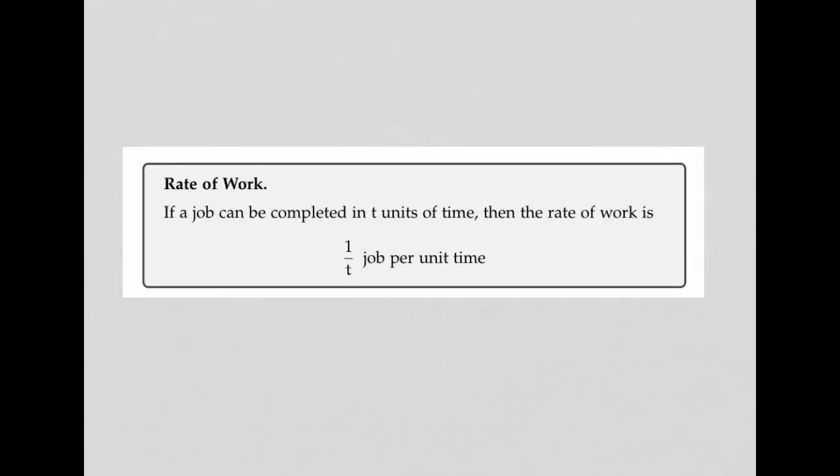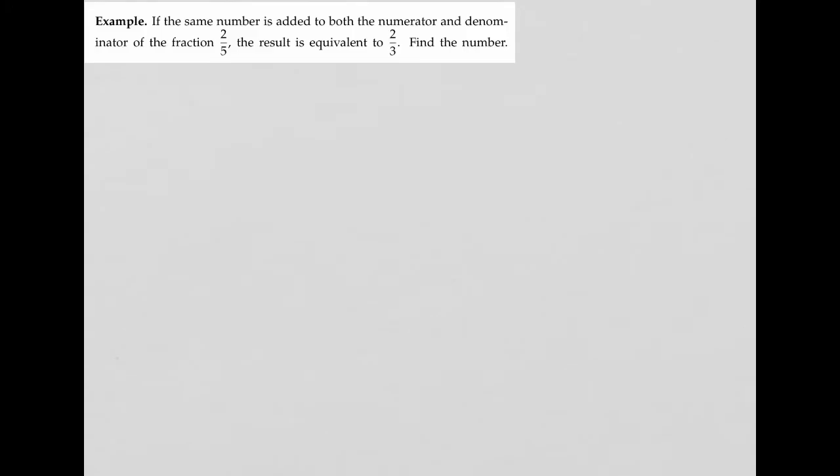Also useful for these kinds of applications is the rate of work. If a job can be completed in t units of time, then the rate of work is 1 over t job per unit time. This will be useful for solving work-related problems. Let's start with the first example.